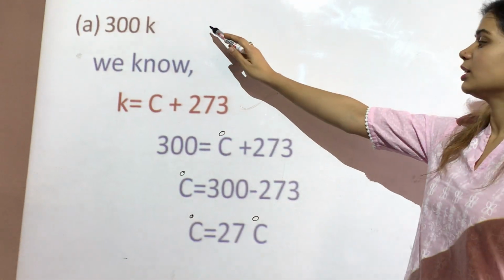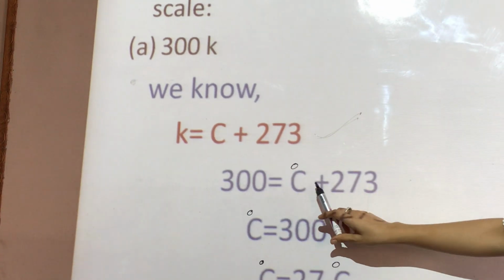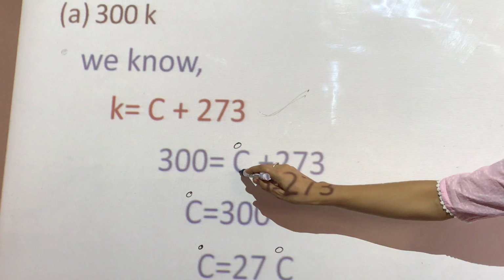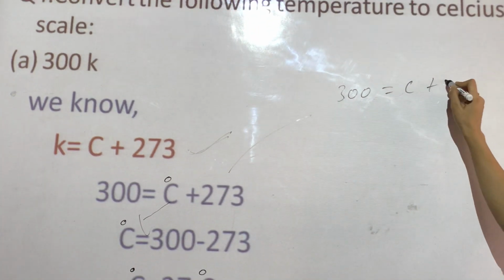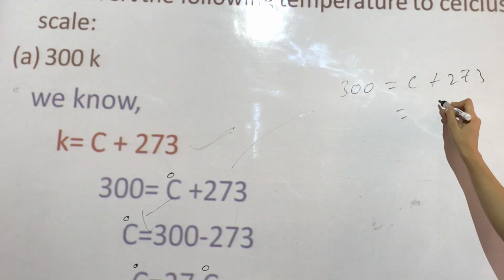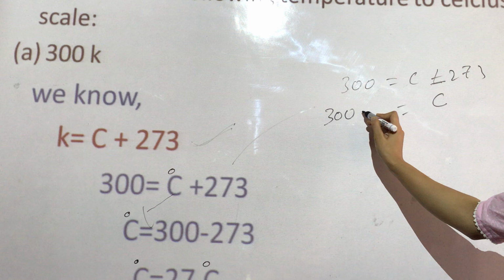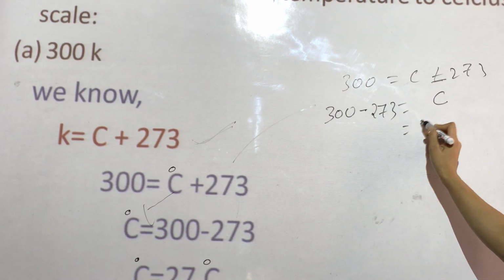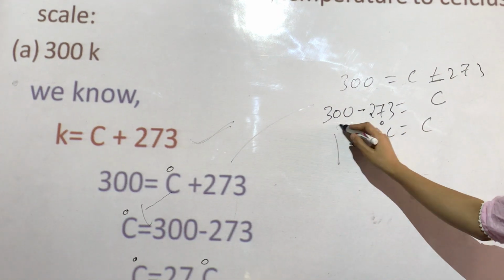300 is the Kelvin degree, so we will put 300 in place of Kelvin: 300 is equal to C plus 273. We will keep the C here, and the 273, which is plus here, will go as minus on the other side. Now subtract them. It will be 27 degrees.